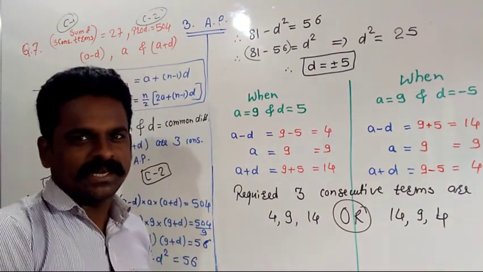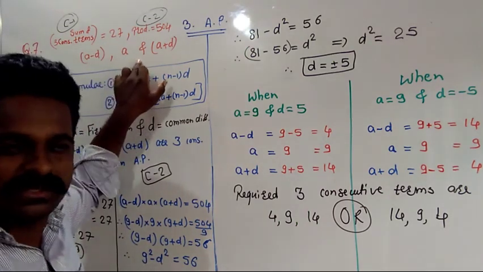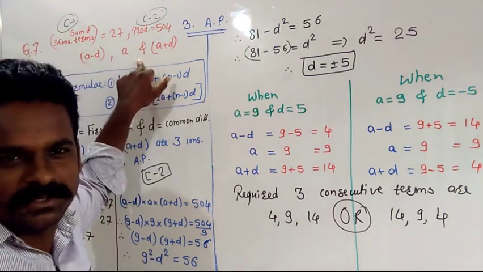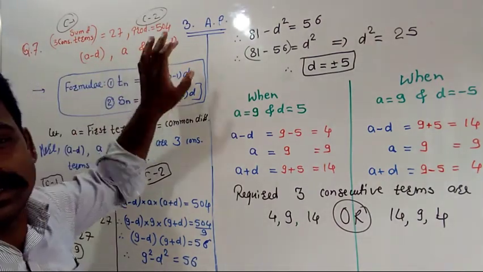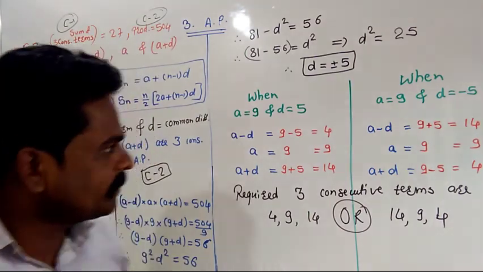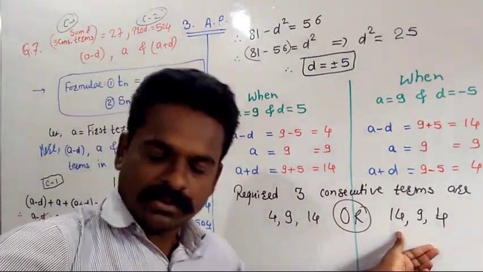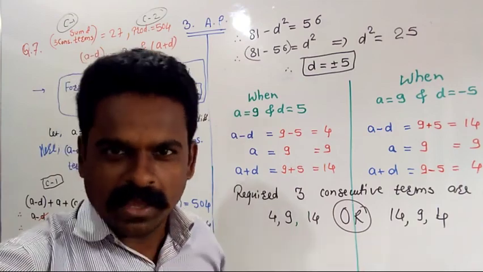So what we did here was just use the given conditions: a minus d, a and a plus d as the three consecutive terms, and with the help of that only we have found these terms: 4, 9, 14 or 14, 9, 4. These are the three consecutive terms.